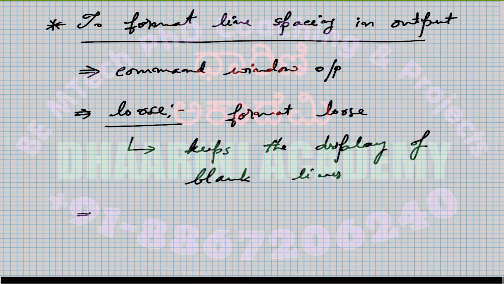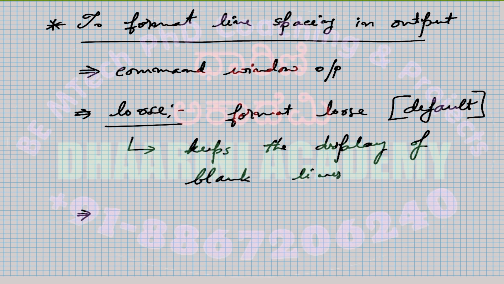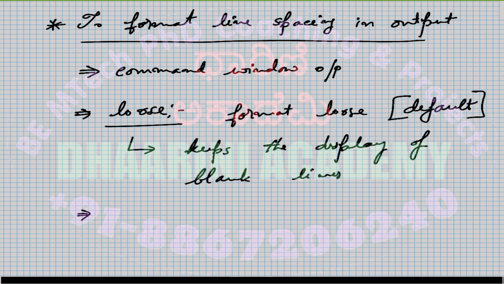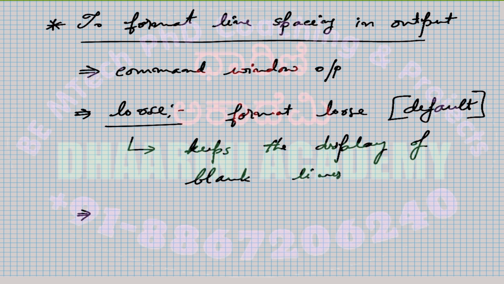And the second format, this is actually the default. Okay, so I'll write default. So whenever we run MATLAB, by default, this is the case. You don't have to specify format loose always, because that's always the default one. But whenever you want to see the suppression of blank lines between your outputs, we expect the following type.